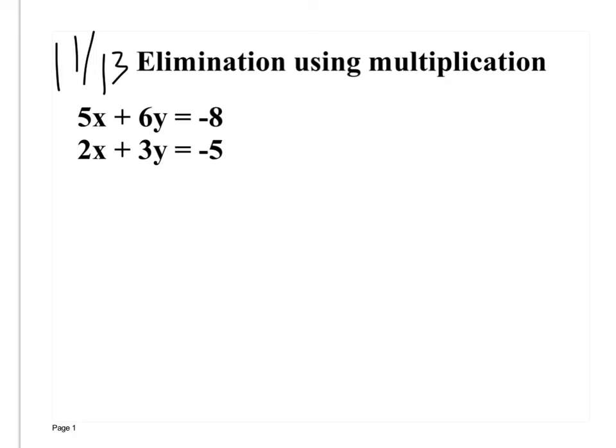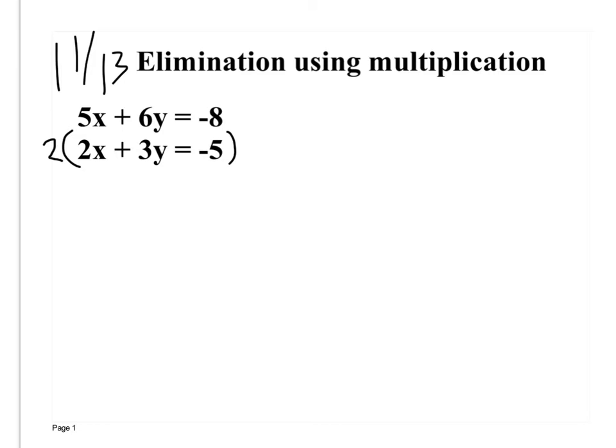So today we're going to use elimination to solve a system, and we're going to use multiplication for elimination. Now what I do is I look at what I've got up here, 5x and 6y, and I've got 2x and 3y. What I do is I figure out which variable I want to eliminate. I'd want to eliminate y because I've got a 6 and a 3. And I can multiply this whole bottom one by 2 and change that to a 6y.